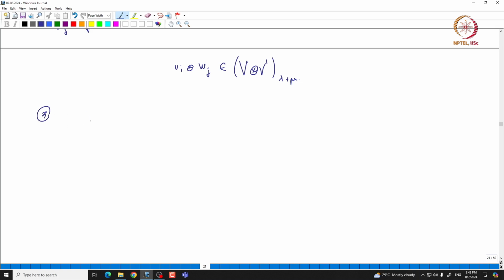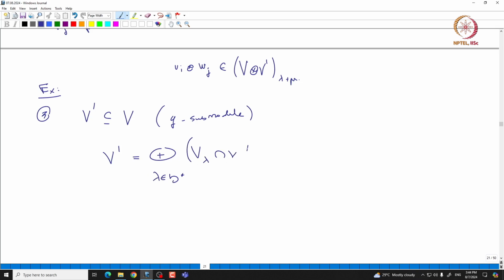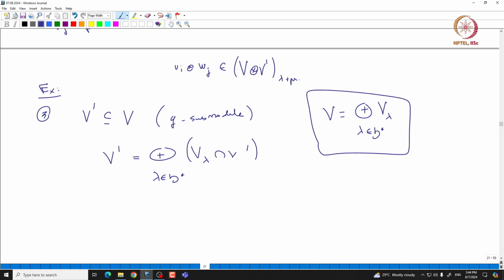So, here is the third statement. Suppose V dash is a submodule, a G submodule, what happens? Maybe you should take it as an exercise; it is easy to see that V dash is written as the direct sum of V_lambda intersection V dash, where lambda runs over H star. Here V is given by the weight space decomposition, V equal to the direct sum of V_lambda, lambda in H star. So, if you know the weight space decomposition of the big V, then from that you can get the weight space decomposition of V dash by just taking the intersection. This is a simple exercise that you can do.